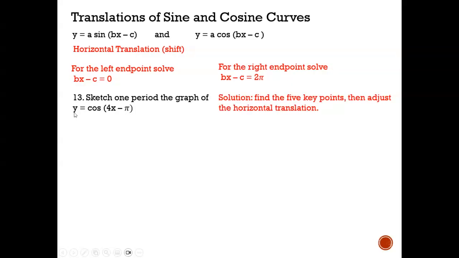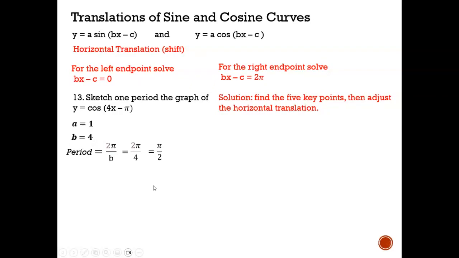We're going to go ahead and find our 5 key points without the horizontal translation, and then later we're going to adjust. So we're just going to look at the cosine of 4x first, get the 5 key points as if it was just that graph, and then later adjust for the shift here, okay? So just like previously, we get our a value, which is the number in front of cosine, which is 1. Our b value is the number in front of x, which is 4. We use that to get our period, so 2 pi over b, which is 2 pi over 4, reduced, 2 over 4 is 1/2, or pi over 2. So our period is pi over 2.